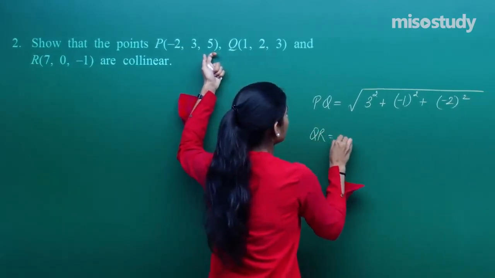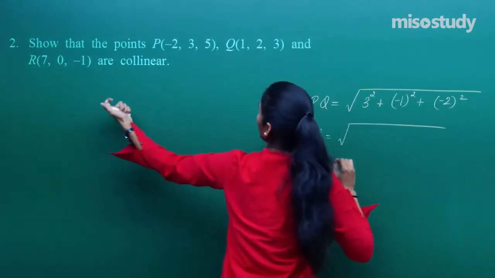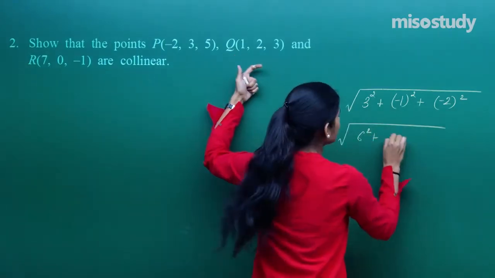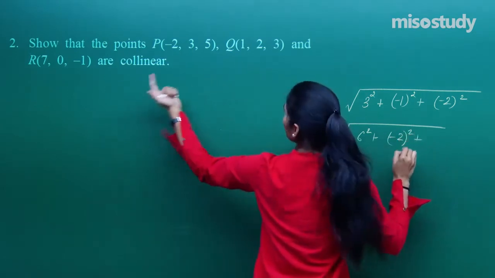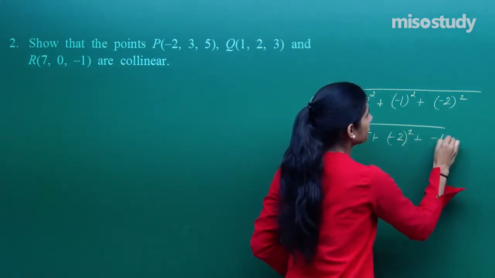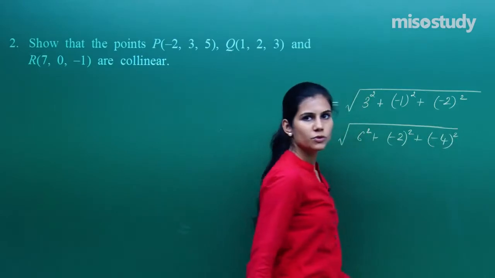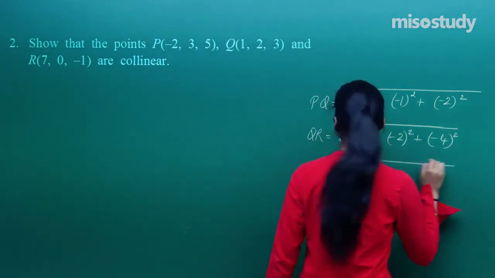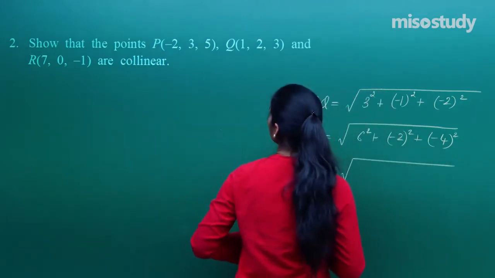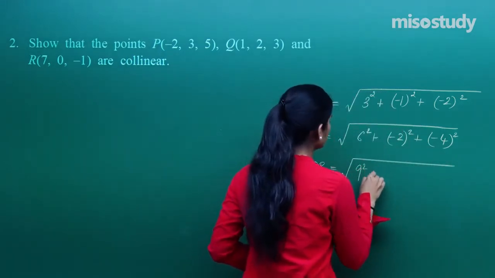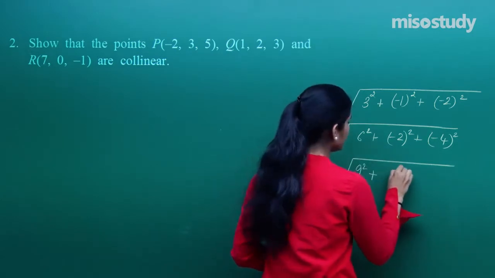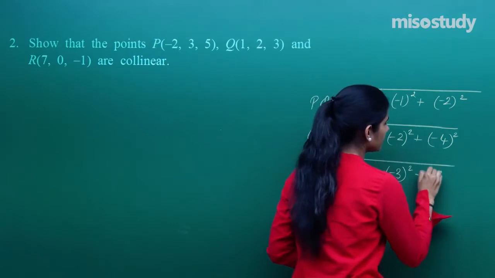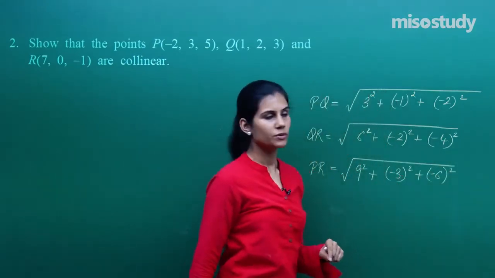What is QR? Positive square root of QR, 7 minus 1 whole square plus 0 minus 2 whole square plus minus 1 minus 3 whole square. And what is PR? Positive square root of PR, 7 minus minus 2 whole square, 0 minus 3 whole square plus minus 1 minus 5 whole square.